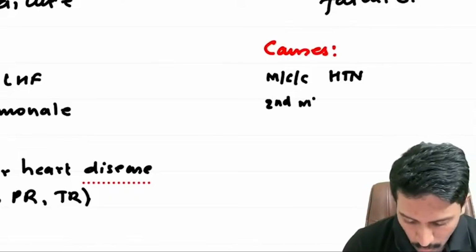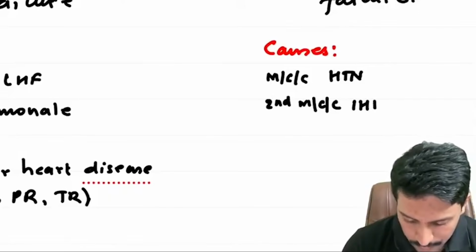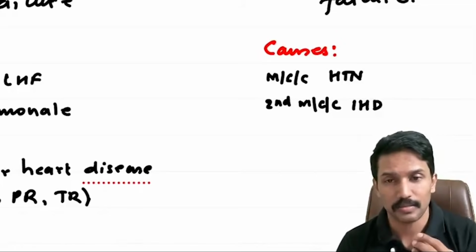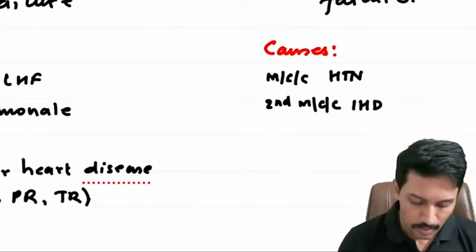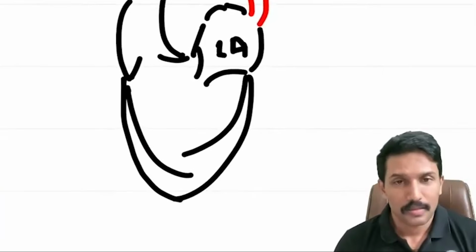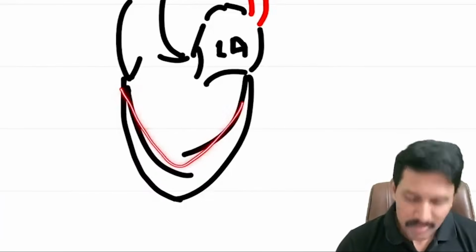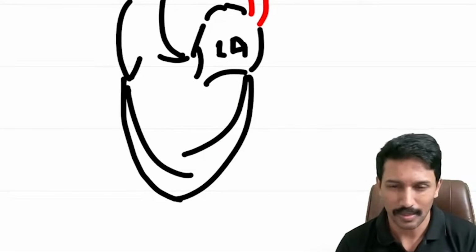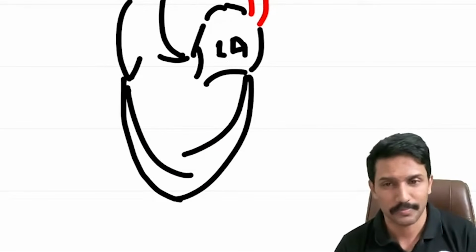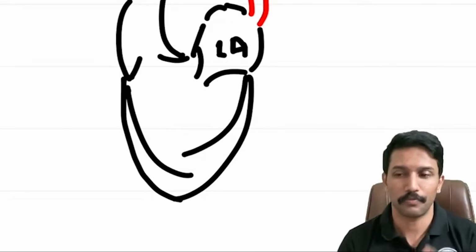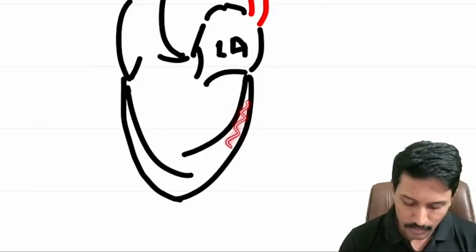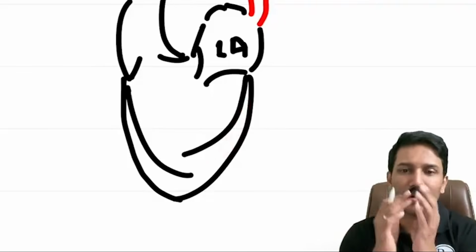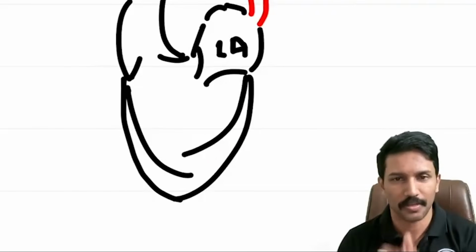The second most common cause is ischemic heart disease. Now you may be wondering why ischemic heart disease causes heart failure. Just look at this heart. This ventricle is a muscle, right? It is able to contract because it is muscle, and for it to contract, it needs blood supply, which comes from the coronary artery. Now if coronary arteries get blocked, this ventricular myocardium is not going to get sufficient blood supply. If it does not get sufficient blood supply, can it contract? No, its contraction will get affected.